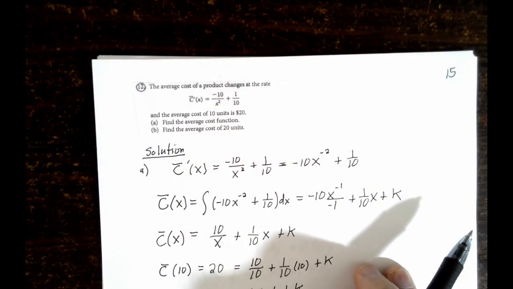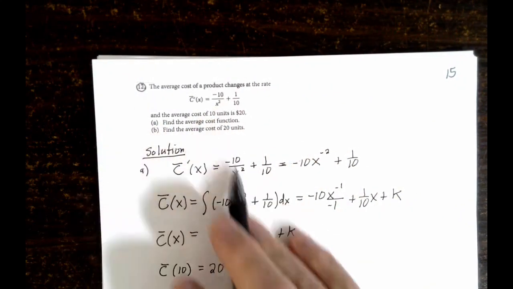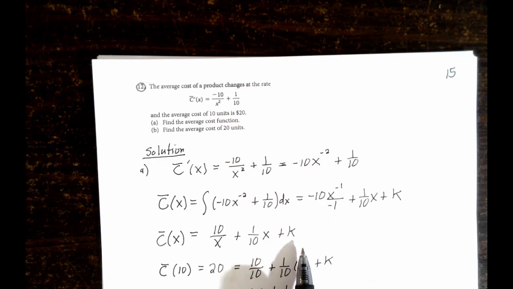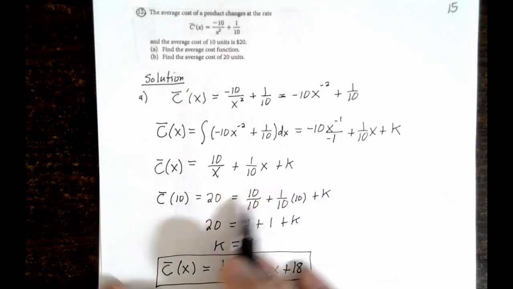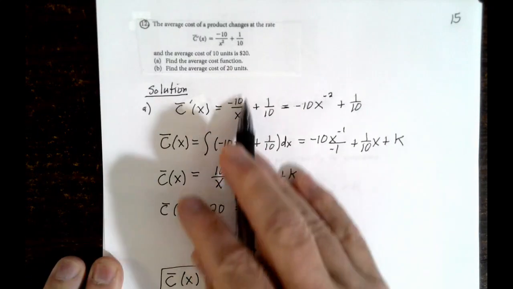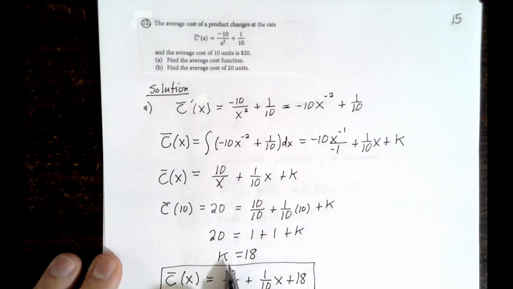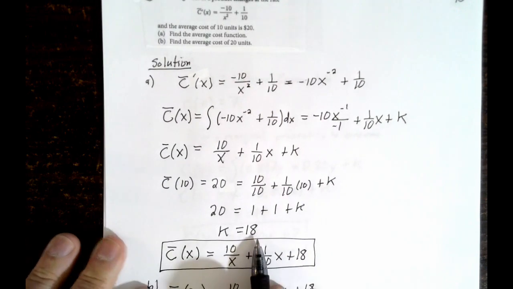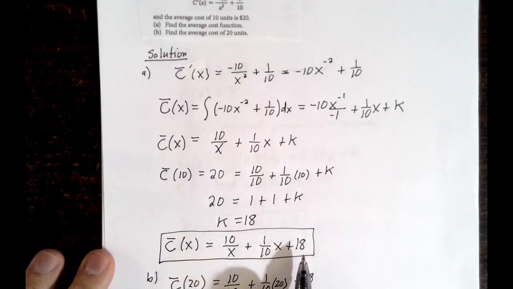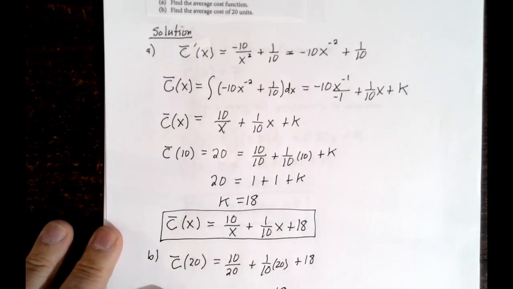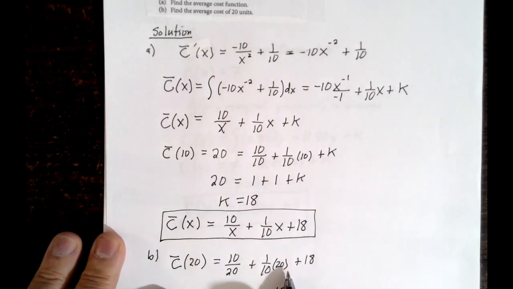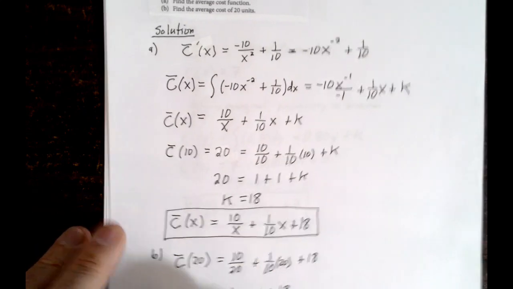Same thing here with number 12. We're going to integrate this guy. And when we do, we get a constant. And we nail down what the constant is by knowing that 10 units produces $20. So you plug in 10 for x and 20 for what it equals, and you find k equals 18. So now you've got your average cost. Now what's the average cost of producing 20 units? Well, you plug 20 in there and simplify it, and you get $20.50.